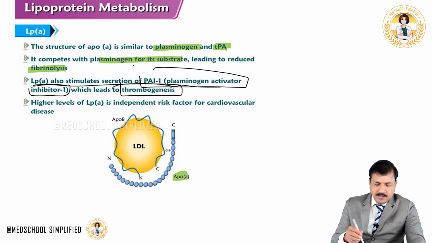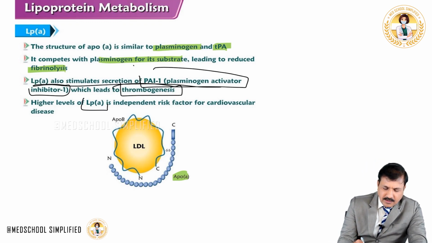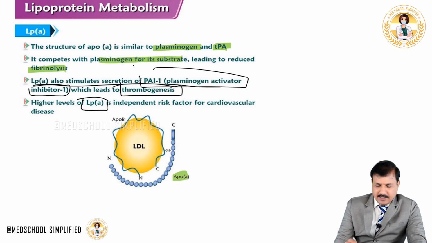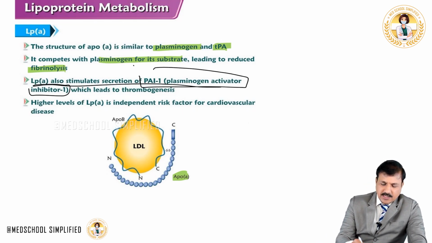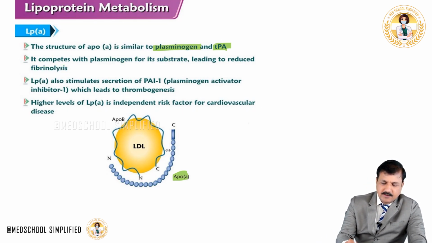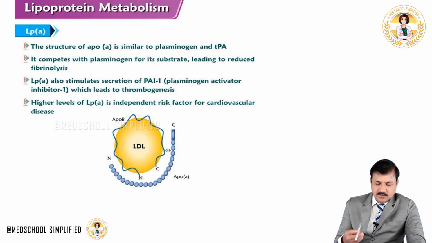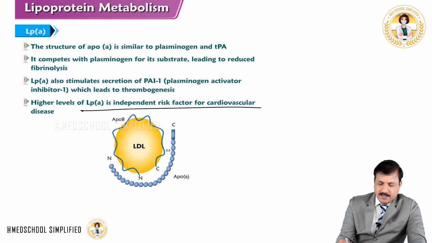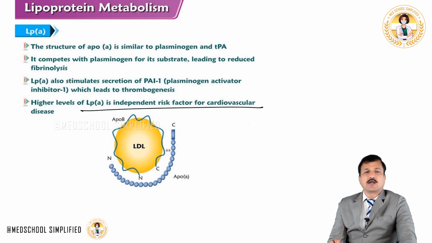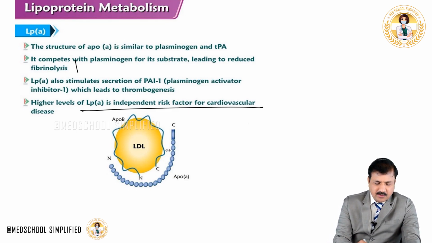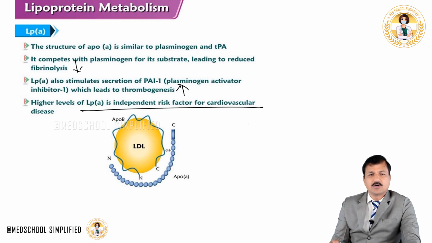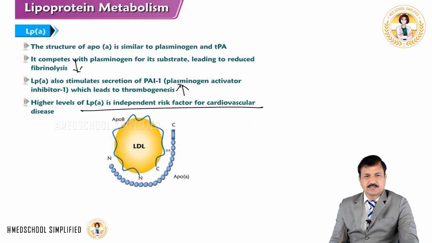That's why the presence of lipoprotein A is an independent risk factor for cardiovascular diseases. That is the applied point related to lipoprotein A: it is an independent risk factor for cardiovascular disease because it decreases fibrinolysis and increases thrombogenesis.